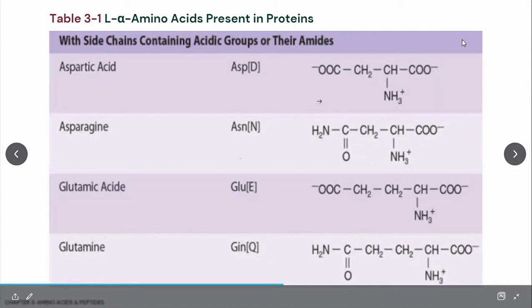Okay. One of the oxygens is removed, and one of the ammonia hydrogens reacts with it. So now you have an ammonium group, and you have water as a result. And so you have this amide. And the amide of aspartic acid is asparagine.